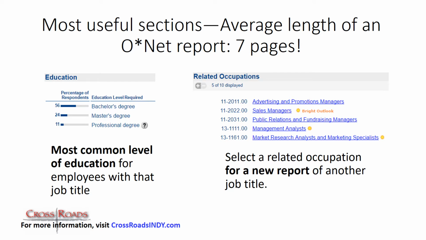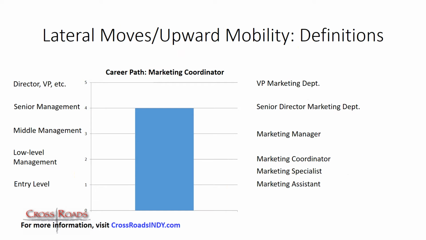This is a snapshot of what those two segments look like on ONET. We're using the same sections from the My Next Move site, but this site has more detail than My Next Move. The education section shows what percentage of employees with that job title have a specific level of education. All sections on ONET have more detail, which is why I highly recommend it for career research.